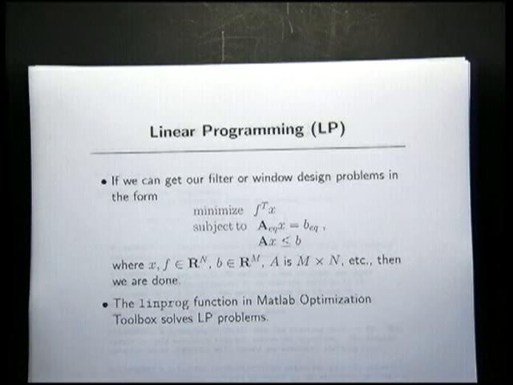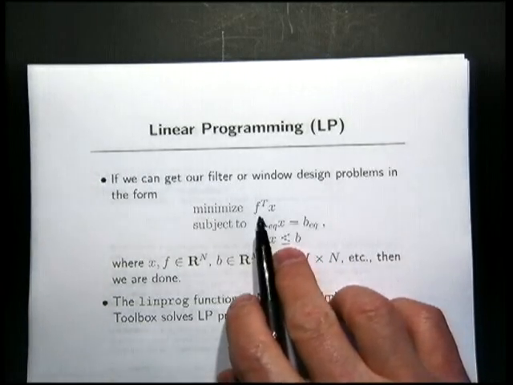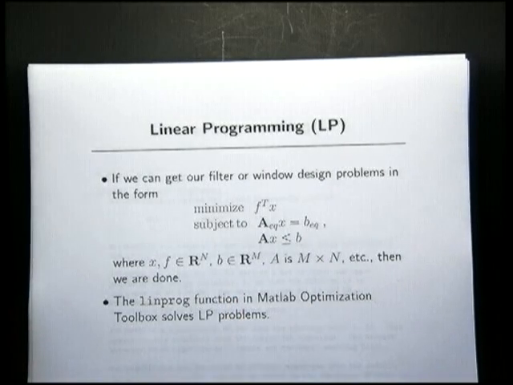All right, so the linear programming problem is you minimize some vector times your variable. So f is just a vector of weights. X is the variable we're going for. In the case of window design, it's our window samples. And then we're minimizing that.